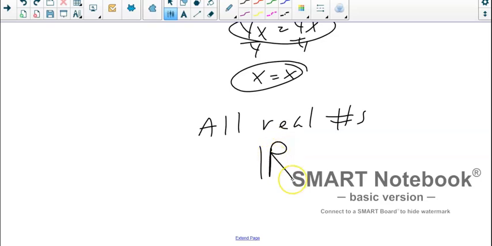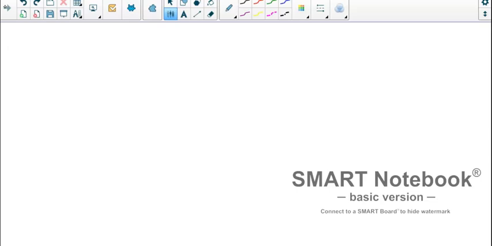Sometimes signified by this funky R with the extra line in front of it. That means I could put any number in existence in for x in the original problem, and I would end up with a true statement. All right, so that's it on equation solving.